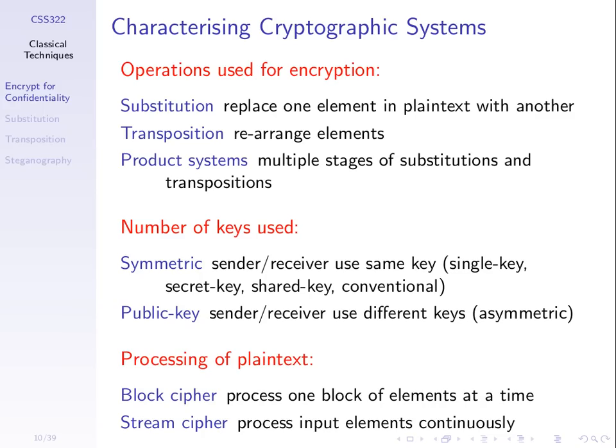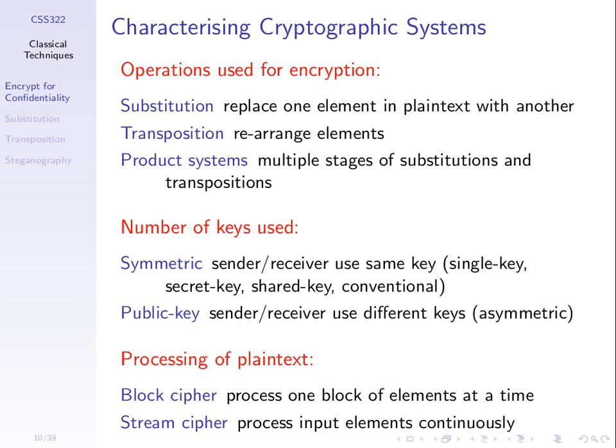Many encryption algorithms use two basic operations. We take plain text and a key as input, and we produce ciphertext as output. How do we produce that ciphertext? Well, we modify the plain text somehow. We perform some operations on it. The two main operations used, which provide some form of security, are substitution and transposition.